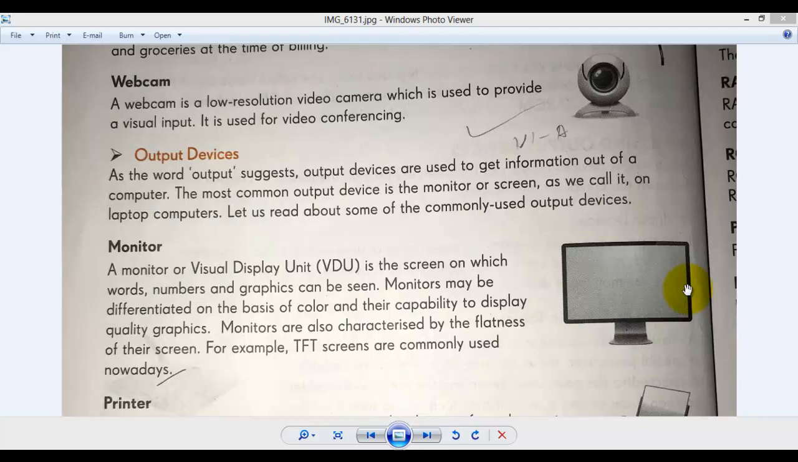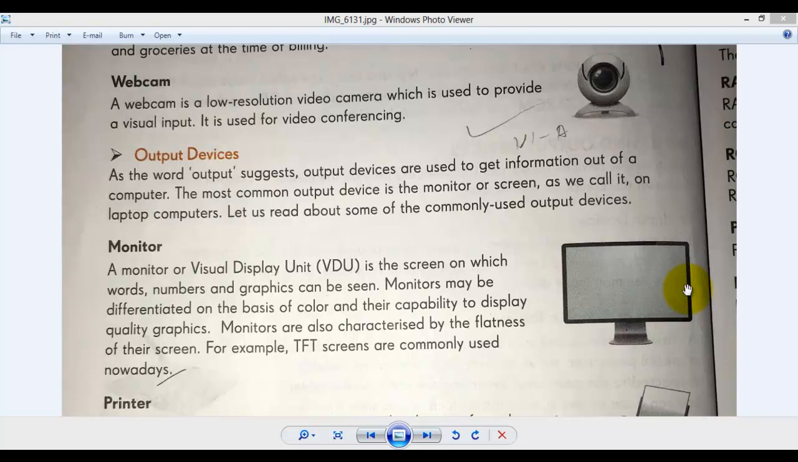In the previous class, we have already learned hardware and software. In software, we have system software, application software, and input and output devices. In input devices, we have learned some uncommon devices like drawing or graphic tablet, joystick, touch screen, barcode scanner, and webcam.